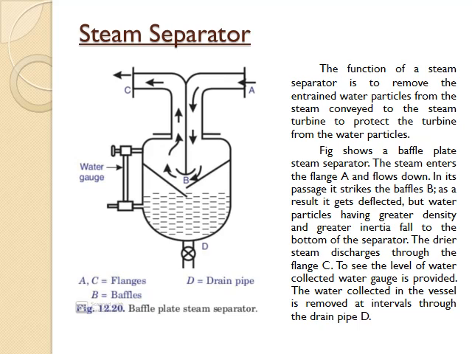The steam enters the flange A and flows down. In its passage, it strikes the baffle plates B. As a result, it gets deflected. But water particles having greater density and greater inertia fall to the bottom of the separator. The drier steam discharges through the flange C. To see the level of water collected, gauge is provided. The water collected in the vessel is removed at intervals through the drain pipe D.